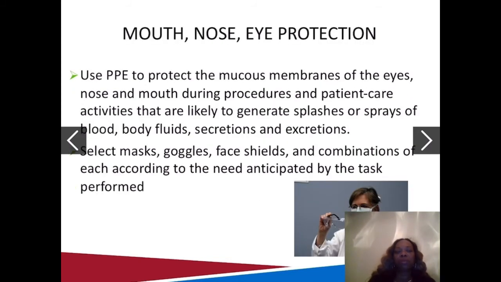Your mouth, nose, and eye protection. Use PPE to protect the mucous membranes of the eyes, the nose, and the mouth during procedures and patient care activities. You want to be careful when these activities are likely to generate splashes or sprays of body fluids, secretions, or excretions. You want to select the mask, goggles, or face shield, or a combination of each, according to the need anticipated by the task that's going to be performed.